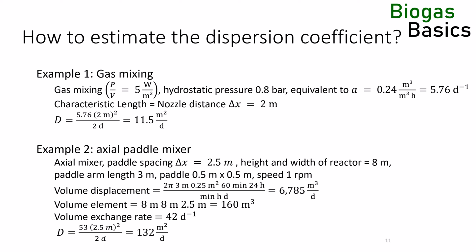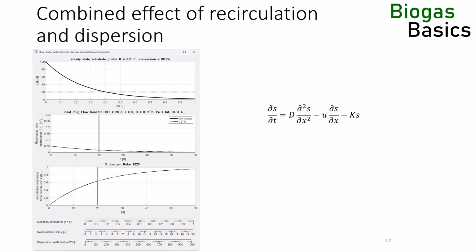These estimated dispersion coefficients are quite large. As a comparison, the diffusion coefficient of water in water is 2 times 10 to the power of -4 square meter per day. The mixer-induced mass transport is almost 6 orders of magnitude higher. Now let's look at the combined effect of recirculation and axial dispersion. First, we set the recirculation ratio to 3.